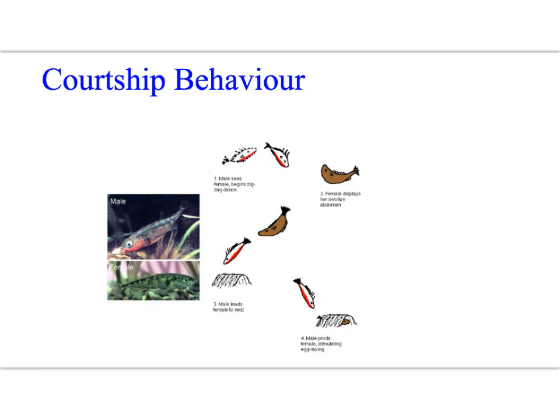Today we're going to talk about courtship behaviour in animals. You need to know that this is the precursor to successful mating. So it needs to happen with certain organisms before successful mating can happen.